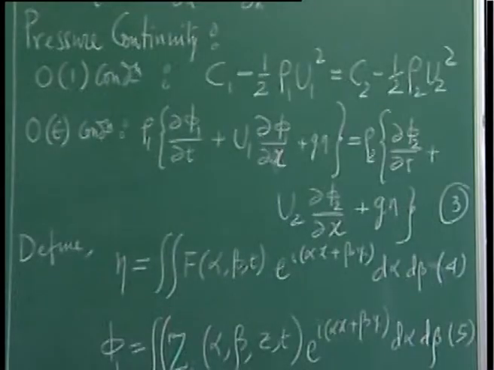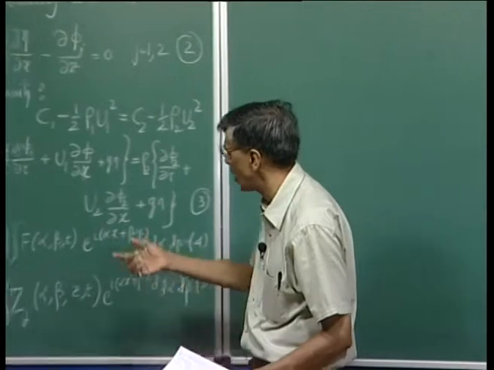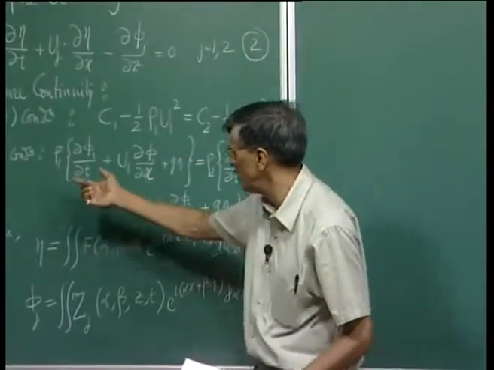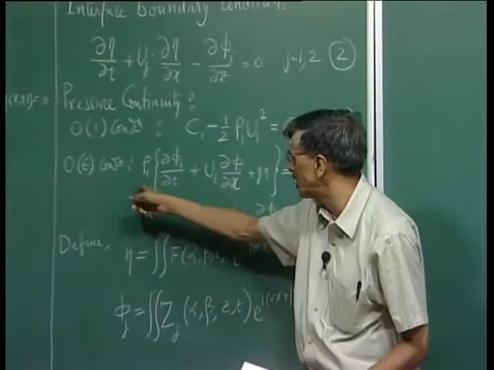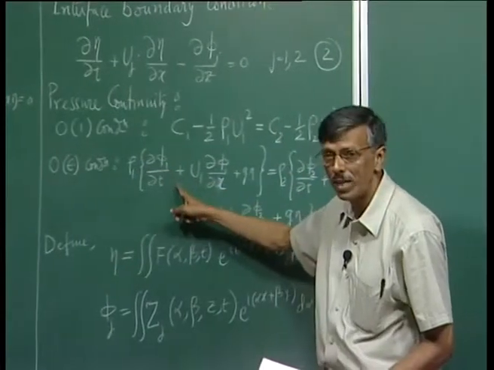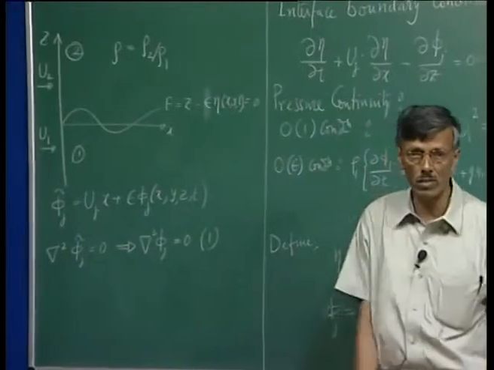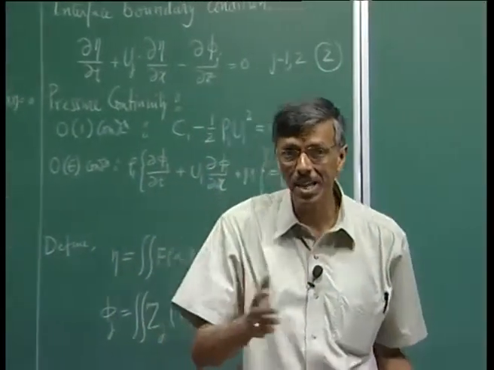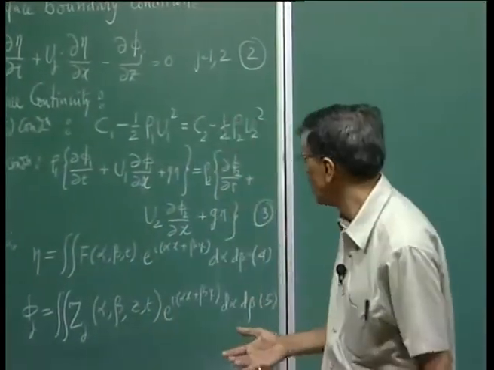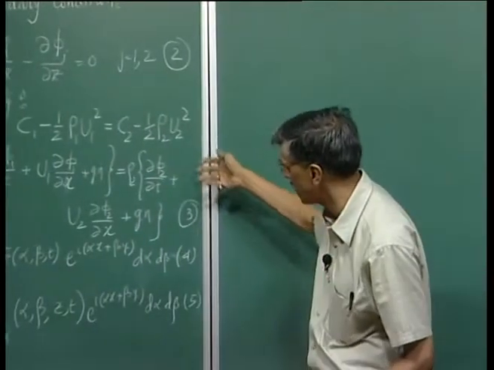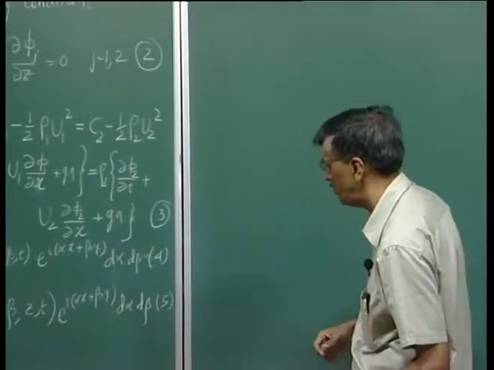So, what we are going to do is we are going to find that that order epsilon condition would be density times del phi 1 del t. Please note that this disturbance potential is going to be 3D as well as it is a function of time. So, if we do that, this is what we get from the pressure continuity equation.